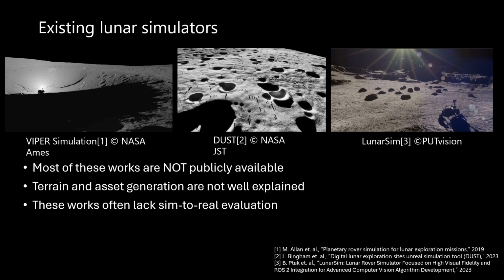Nowadays, there is a large breadth of simulators. Just to name a few, we can think of the Viper simulation from NASA Ames, or the Dust simulator from NASA JST, or Lunar Sim from PUT Vision. The common point between all these works is that none of them are publicly available, or if they are, they are not open source. Another common point between them is that neither the terrain generation is explained nor how the assets are placed inside the scene, and often these works lack sim-to-real evaluation.